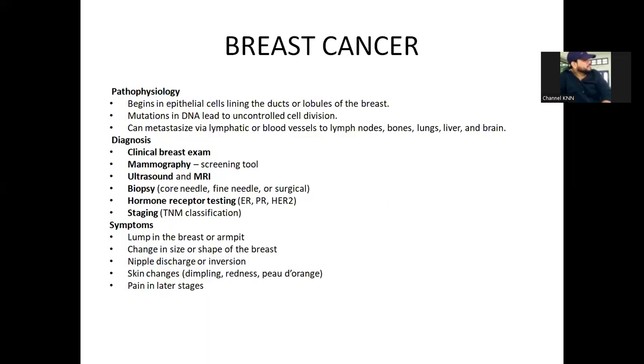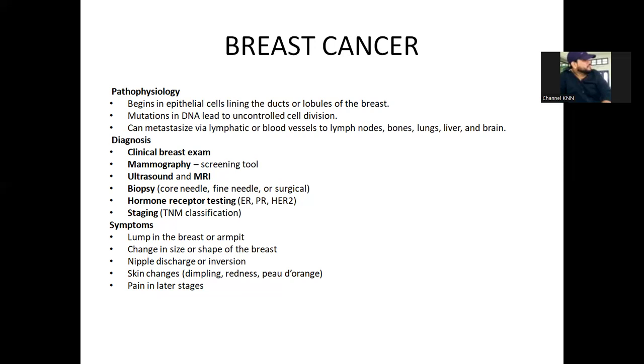And pathophysiology: breast cancer mainly begins in the epithelial cell linings of the ducts and lobules of the breast. The mutation in DNA can lead to uncontrolled cell division and can spread through lymphatic or blood vessels to lymph nodes, bones, lungs, liver, and brain.